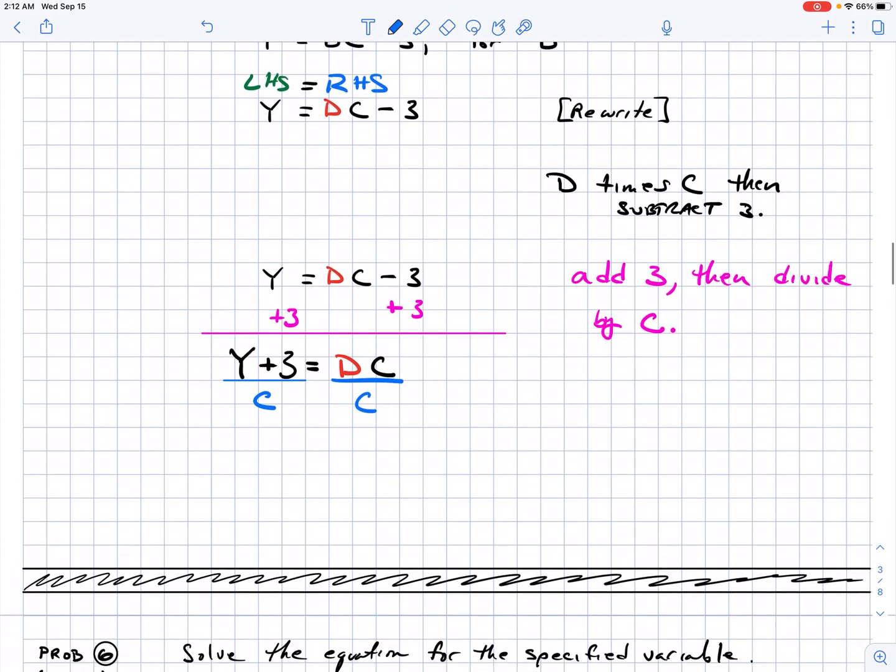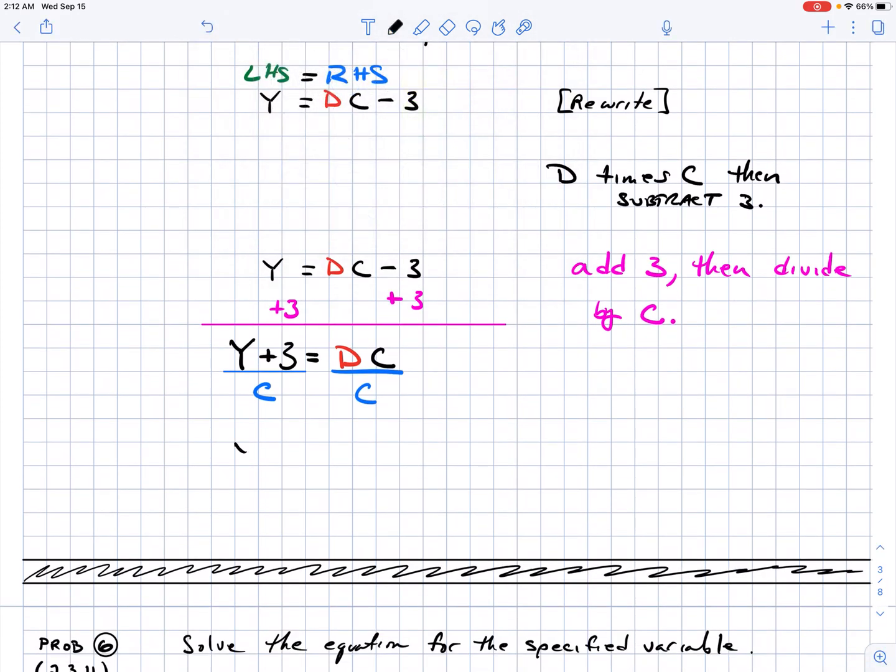And when we do that, we'll get something to the effect of y plus 3 divided by C equals D. Now, remember, you can simplify this very quickly by just taking whatever term is in the numerator. And remember, in this numerator, we have 2 terms. So, I'm just going to take each one of those terms, in this case y and 3, and divide them both by c.